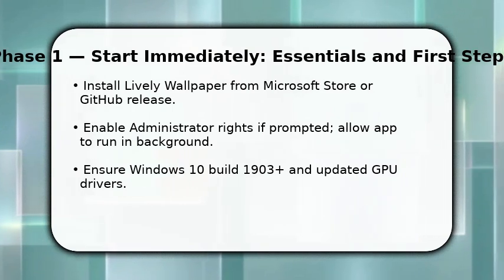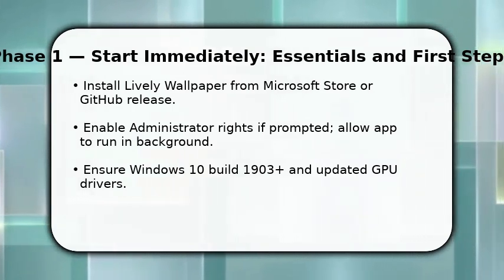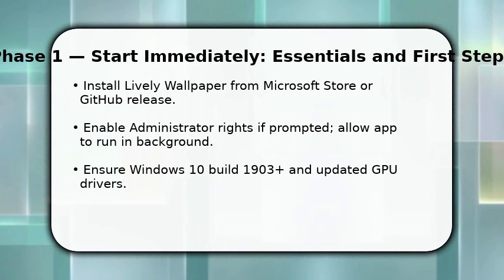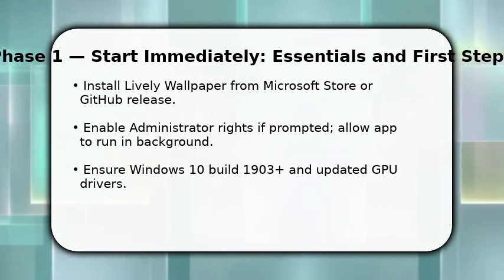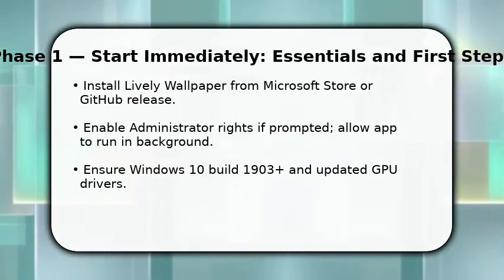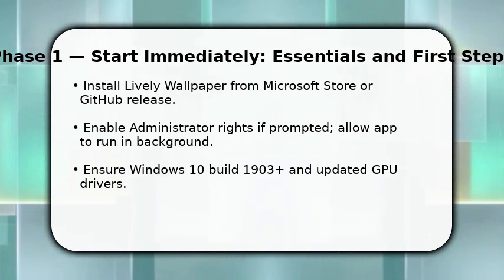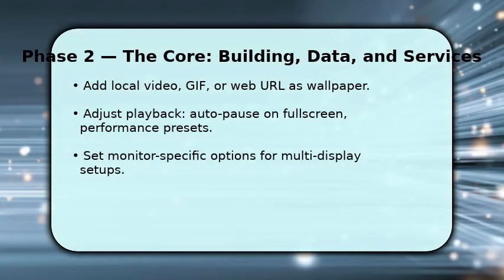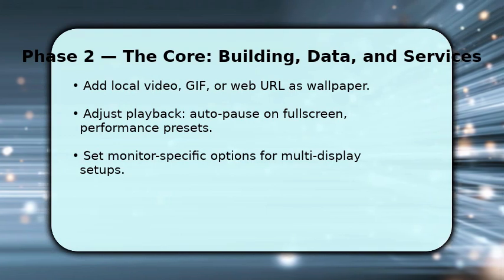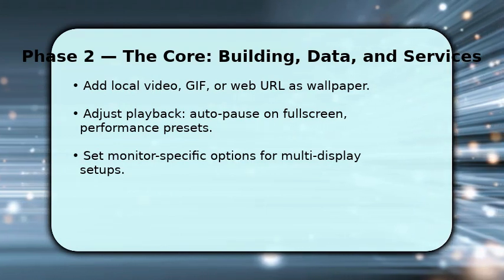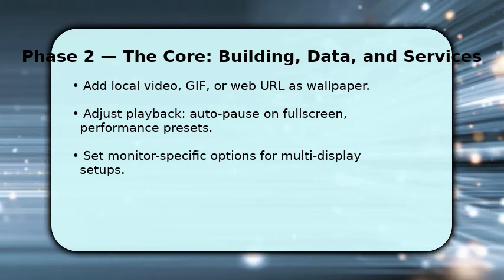You'll see a library and a plus button. Click plus to add your first dynamic wallpaper and prepare to configure settings for performance versus visual quality. You now configure the wallpaper and performance settings. Select Add and choose a local video, GIF, or a web URL. Lively converts it into an active wallpaper.